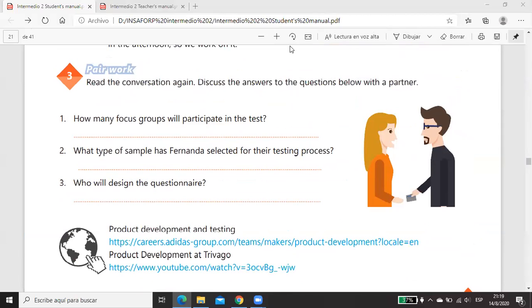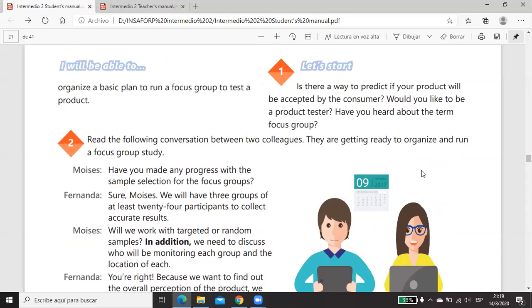What is your conversation about? Let's see. What is your conversation about, Claudia? You're going to make a conversation, and your conversation is going to be about planning a focus group, a conversation similar to the one in your student's manual. All right, so that's what you're going to do in pairs. We will work in pairs one more time and start editing or creating a new conversation.